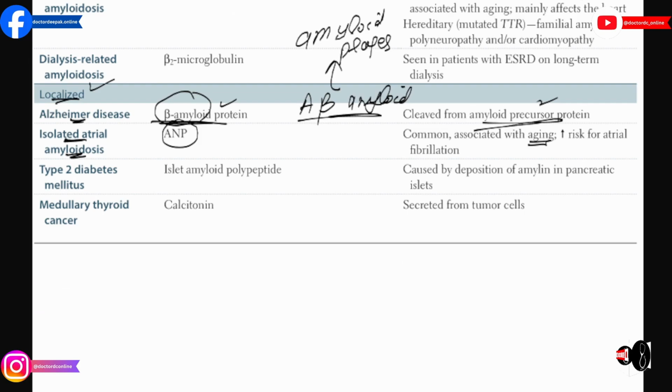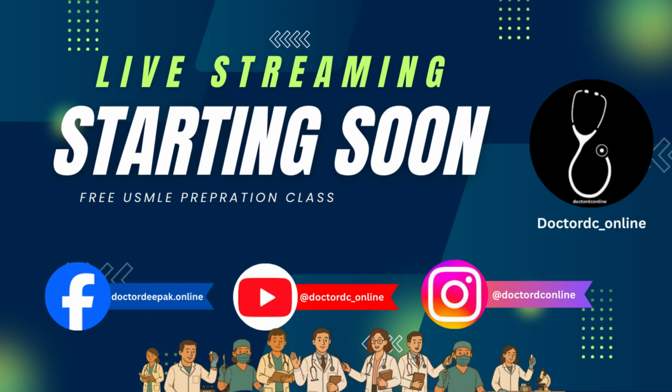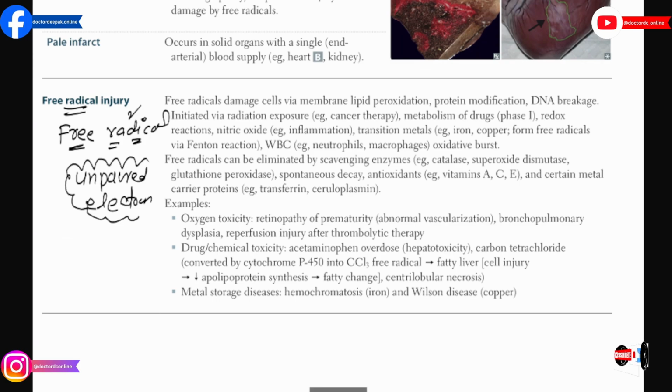Then after that, we have type 2 diabetes mellitus. In type 2 diabetes mellitus, again, there is production of a protein which is called islet amyloid polypeptide. This is the amyloid protein which is produced in type 2 diabetes. And how is it produced? Basically, it is caused by the deposition of amylin in pancreatic islets. It means when there is a deposition of amylin in the pancreatic islets, they produce the islet amyloid polypeptide. And this amyloid polypeptide is produced by a physiological or a pathological mechanism. So you have to keep in mind, it can be produced physiologically.